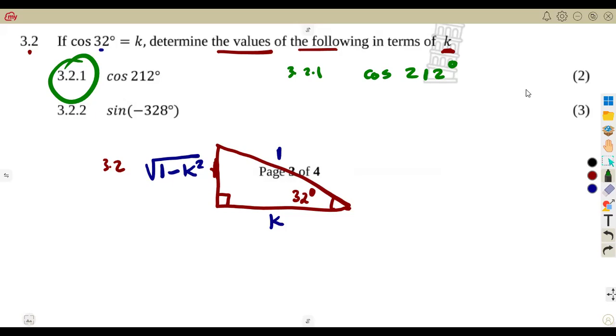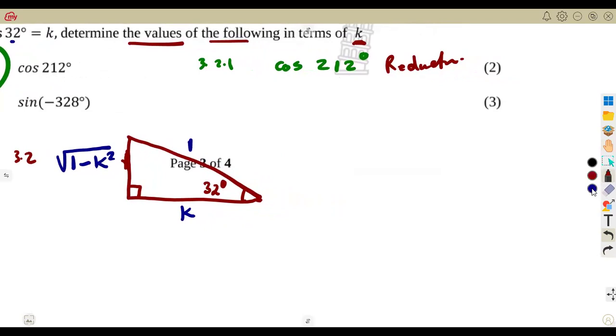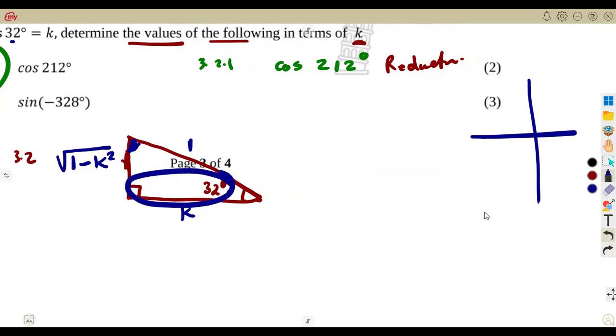So what can we do? Remember, trigonometry, as we also consider the reduction formula. Where do we have 212? Let's try to reduce it and see if it's going to have an angle which is 32 or any other angle inside of the triangle. Remember, angles in a triangle add up to 180. So if we subtract these two from 180 degrees, we're going to obtain 52, or simply 90 minus 32.